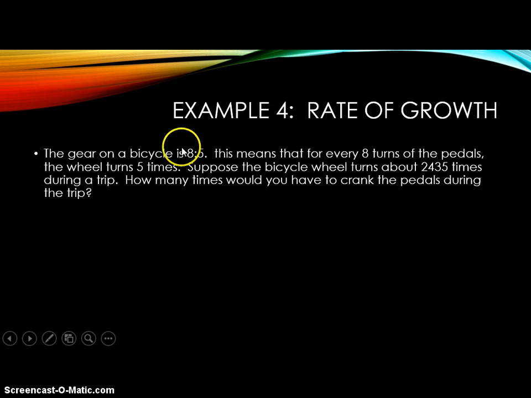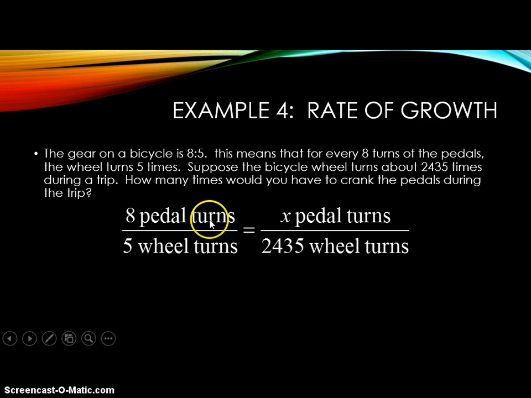So in these problems, we're not changing gears of the bike, so this ratio will always be true, 8 to 5. And I'm going to write that as 8 over 5, and that's 8 pedal turns for every 5 wheel turns. All right, and we also know that during this trip, 2,435 times the wheel went around. All right, and I don't know how many pedal turns there were.